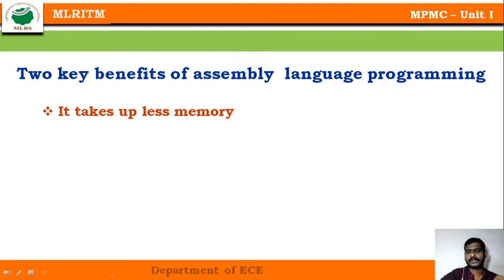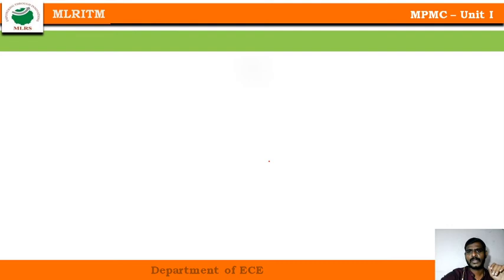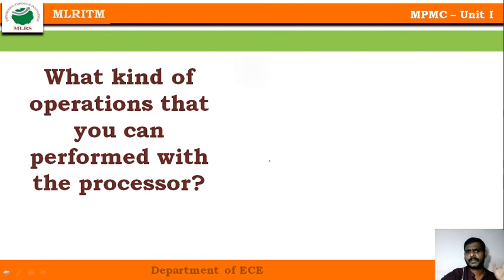From the assembly level, it has to be converted again. Another thing we can say is that it executes faster, because these many conversions are not required, as I said earlier. So while executing at the assembly level, it definitely takes less time compared to high level language execution. So these are some of the benefits of writing a program in assembly. But compared to the high level, writing a program in assembly language is somewhat difficult. So then what kind of operations can the processor perform?